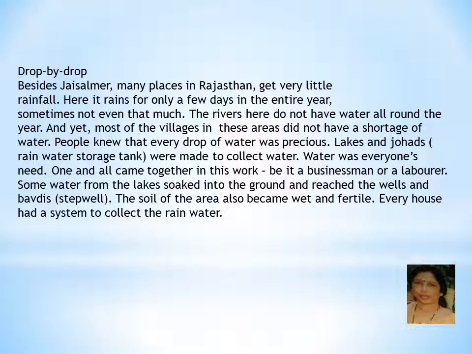Drop by drop. Besides Jaisalmer, many places in Rajasthan get very little rainfall. Here it rains for only a few days in the entire year. Sometimes not even that much. The rivers here do not have water all round the year. And yet, most of the villages in these areas did not have a shortage of water. People knew that every drop of water was precious.